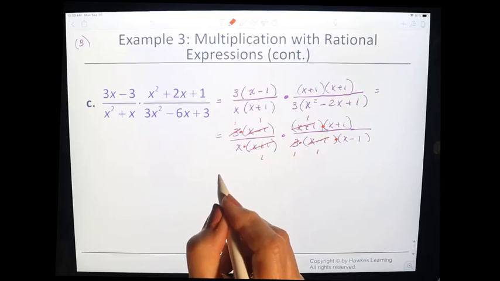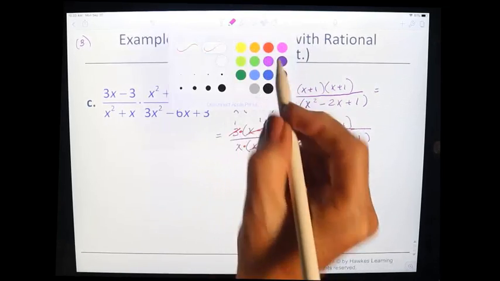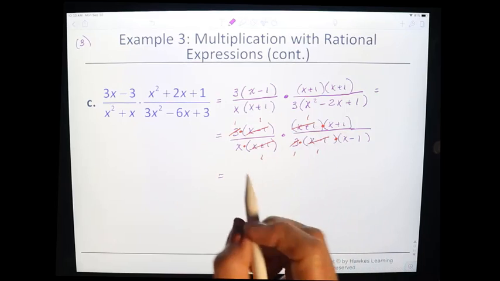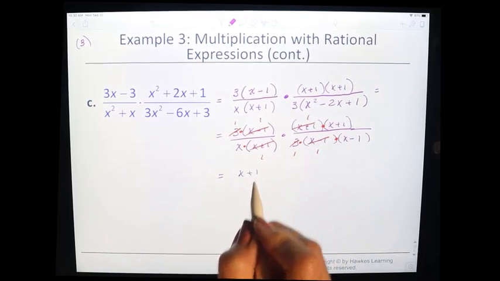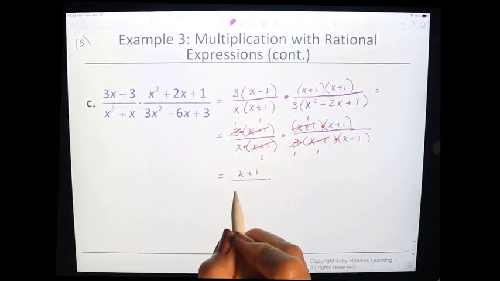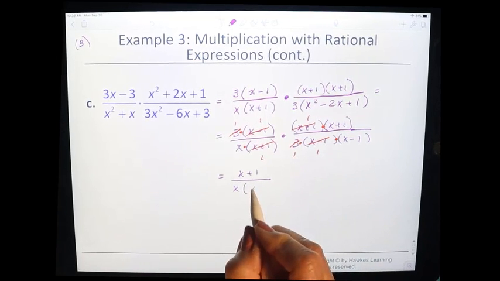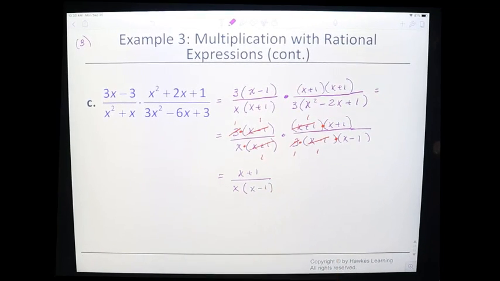So let me put it all back together again. Sort of multiplying things back together on the end. So 1 times 1 times 1 times x plus 1. And then x times 1 times 1 times 1 times x minus 1.